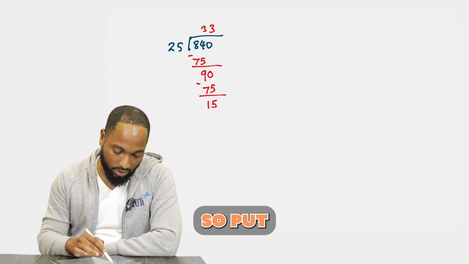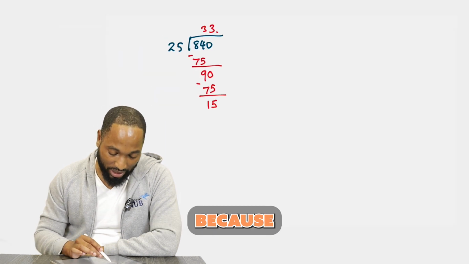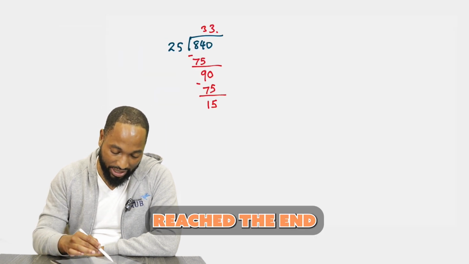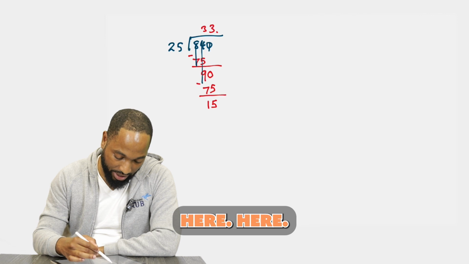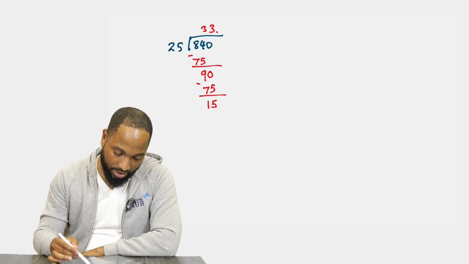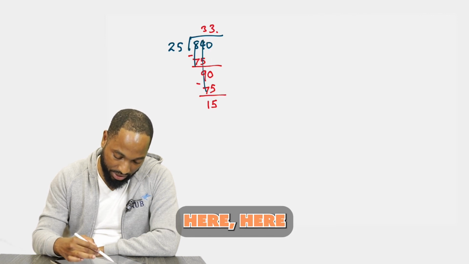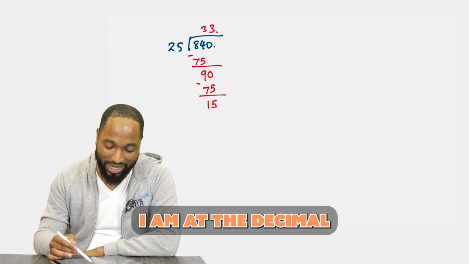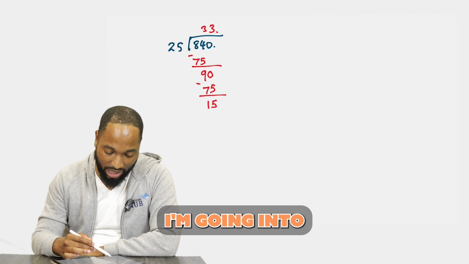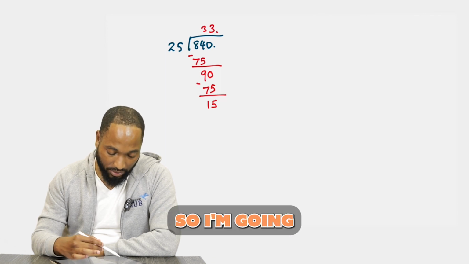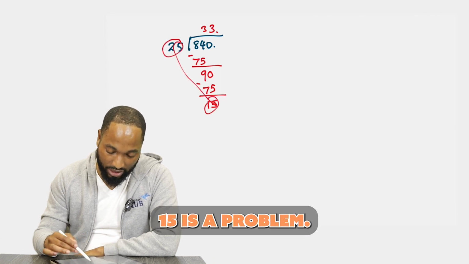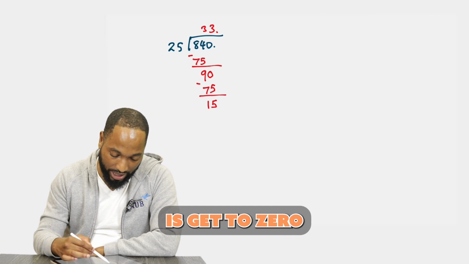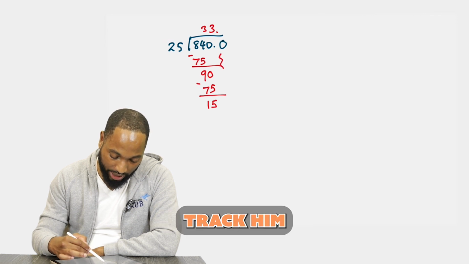No, it cannot. So put a decimal point because I've reached the end. I'm at my wit's end. I'm at the decimal point. So actually I'm going into decimal point land. I'm going to be doing 25 into 15. It's a problem. So what I'll have to do is get a 0 here and track him all the way down.